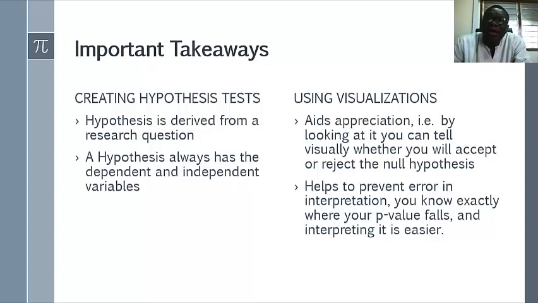Now let's look at the takeaways for using visualization. Visualization aids appreciation. That is, by looking at it, you can tell visually whether you will accept or reject the null hypothesis. Using visualizations helps to prevent error in interpretation. You know exactly where your p-value falls, and interpreting it is easier.